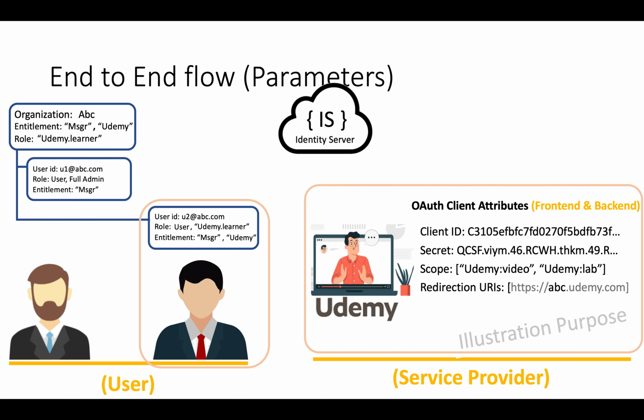Here frontend and backend both are using same client ID. You can note scope of the client. This scope I have taken for example purpose only. Here Udemy video means video access of course, and Udemy lab means terminal access of course. So this client is approved to access video and lab terminal of course.